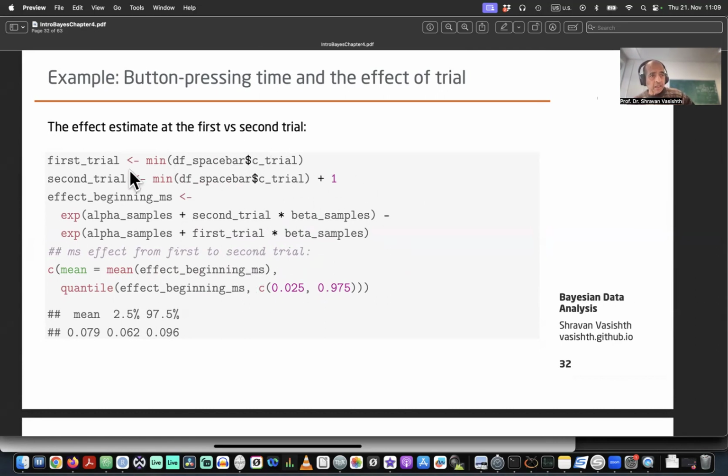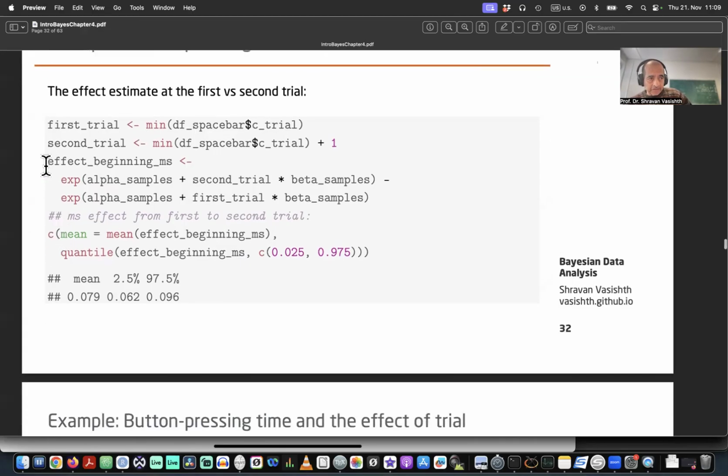So how would I do this? First, we find out what the first trial ID's numerical value is in the center trial column. That would be the minimum value in the center trial column, right? That would represent the first trial ID. The second trial ID would be whatever the minimum is plus one, right? So now we are looking at the change in button pressing time as you go from the first to the second trial ID. Again, we are doing the same calculation, but this time we are computing the effect of the change in the button pressing time when we go from the first to the second, okay?